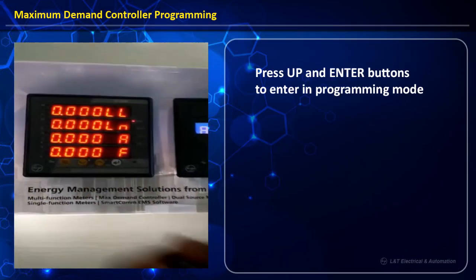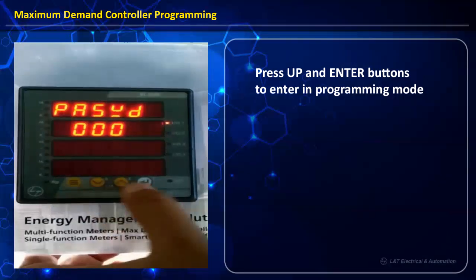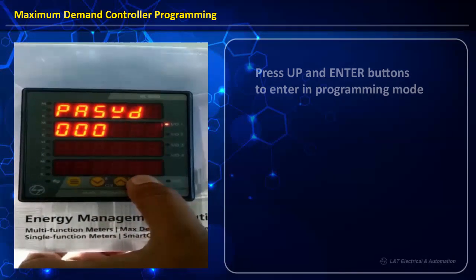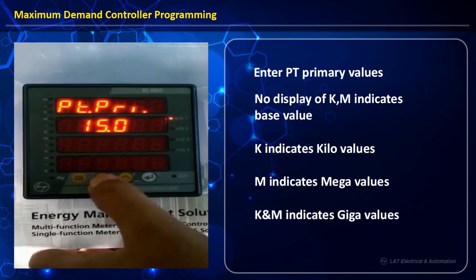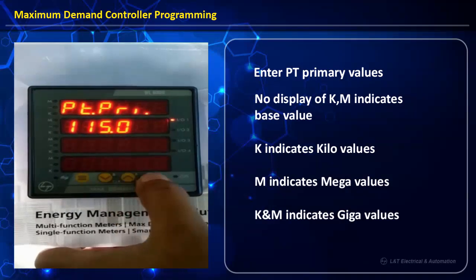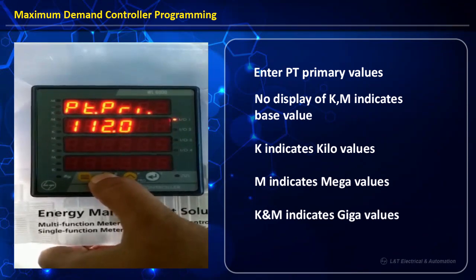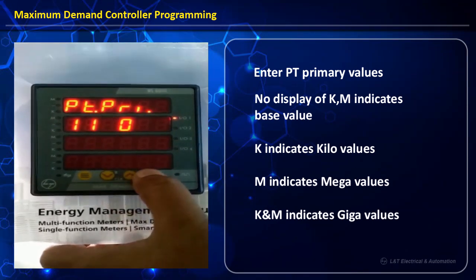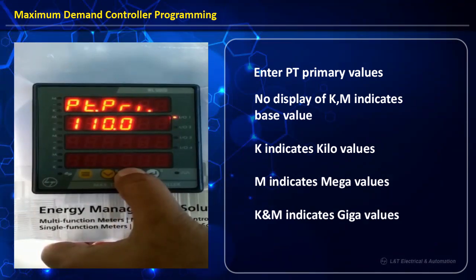So to enter into programming mode, press the up and enter button. Give the correct password. In this case, by default from factory 415 is set as PT primary. We will change this to 11 kV by selecting the appropriate digits. Always remember, towards the end we'll have to select the decimal in such a manner that it shows 11.00 with a K indicator on.